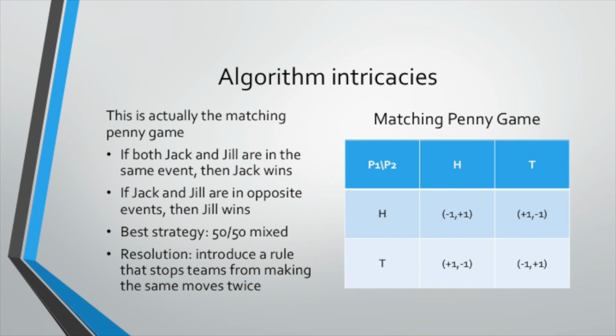While it may not look like it at first, this is actually the matching pennies game. If both Jack and Jill are in the same event, then Jack wins. But if Jack and Jill are in the opposite events, then Jill wins. As we've learned in class, the best solution here is to use the 50-50 mixed strategy, where half the time Jack chooses the 50 free and half the time Jack chooses the 100 free, and then the same goes for Jill. But in a meet, you only have one option, so this doesn't really work. The resolution here is to introduce a rule that stops teams from making the same moves twice. This will stop Jill from being re-entered into the 50 free after she has already been entered into it.